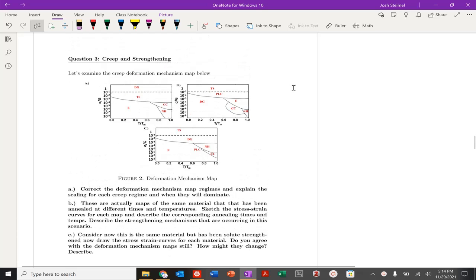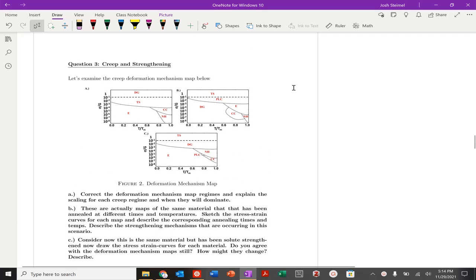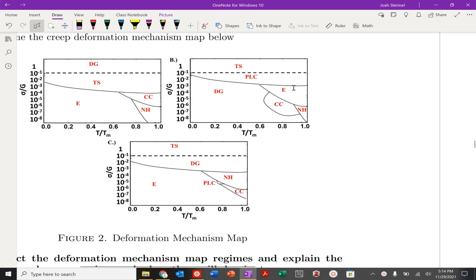And we are on to number 3. So we're first asked to correct these deformation mechanism maps.